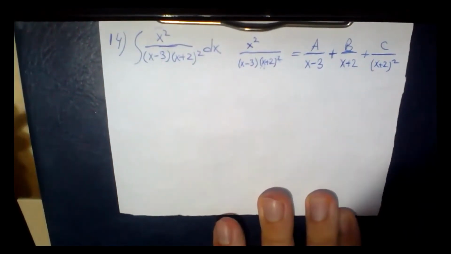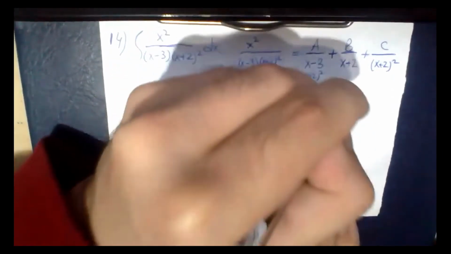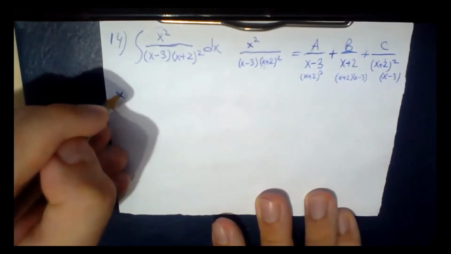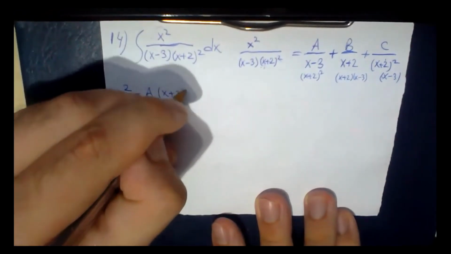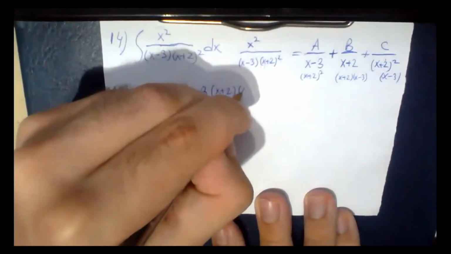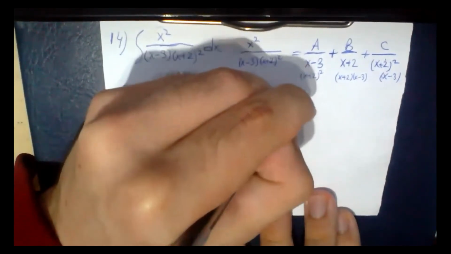Then, to synchronize denominators, we should expand the first rational term with (x plus 2) squared, the second one with (x plus 2) times (x minus 3), and the last one with x minus 3. After synchronizing, we have x squared equal to a times (x plus 2) squared plus b times (x plus 2) times (x minus 3) plus c times (x minus 3).